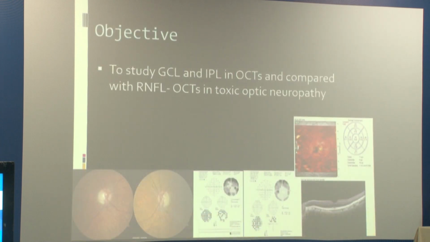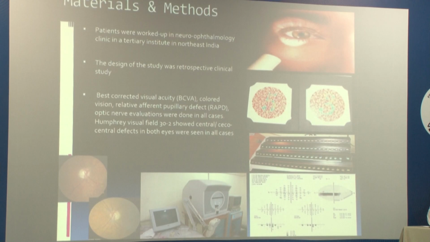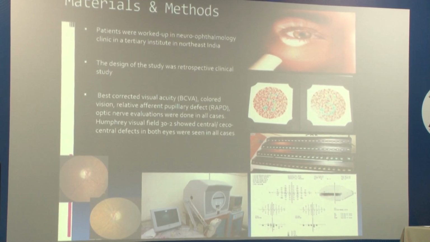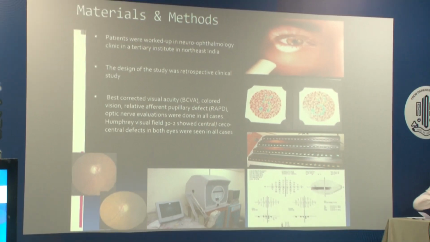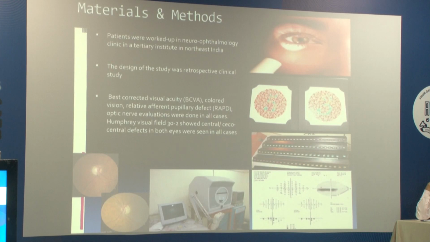The objective of the study is to know the GCL and IPL in OCT and compare with RNFL OCT in toxic optic neuropathy. This was a retrospective study done in the Neuro-Ophthalmology Clinic at a tertiary institute of Northeast India. Best corrected visual acuity in LogMAR, color vision test in Ishihara, relative afferent pupillary defect, and optic nerve evaluation were done in all cases. Humphrey visual field 30-2 was done to show the defects.